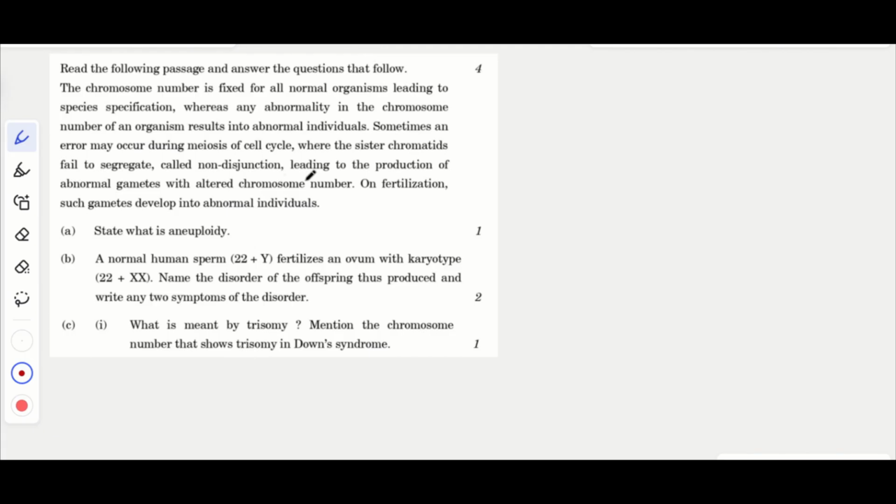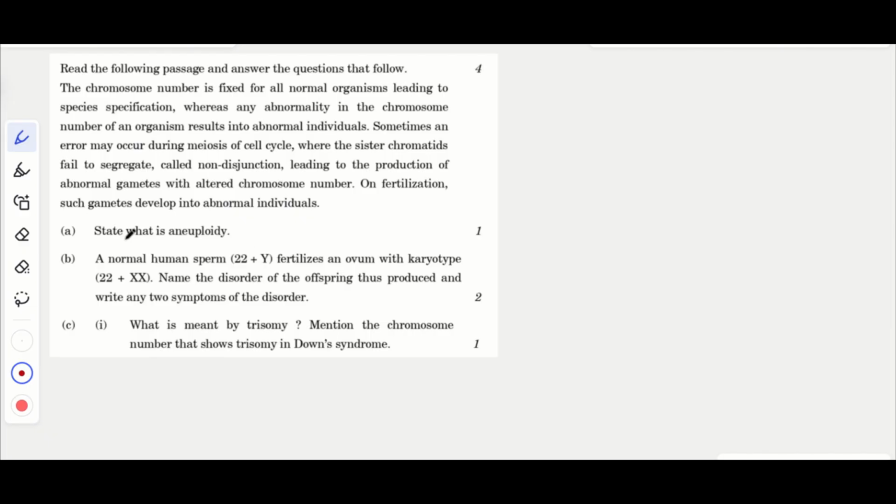So the case mentioned here is about fertilization and the chromosome production, right? So how the chromosomes make an individual normal and abnormal. So we know that, right? We have learned this in the past. So let's see the questions.